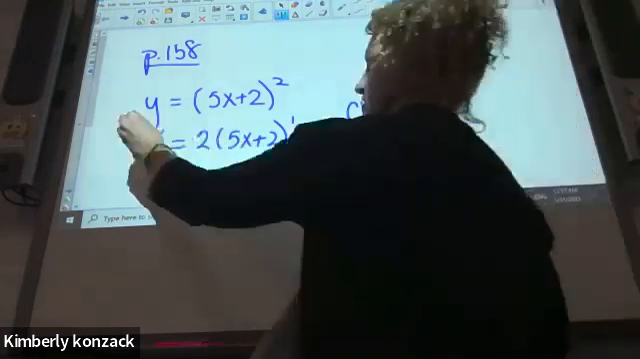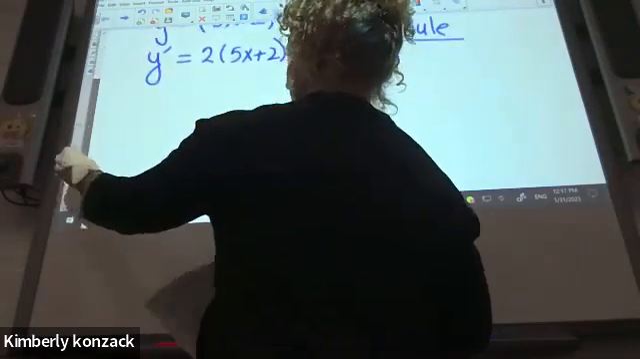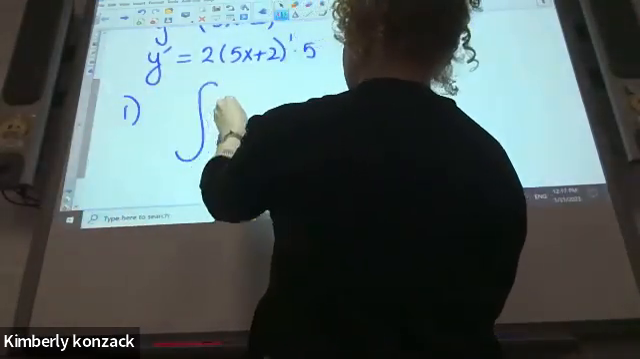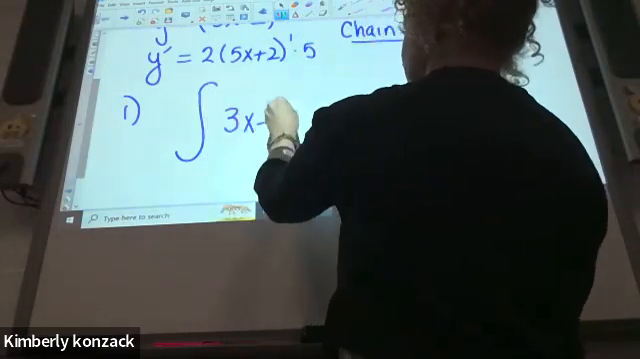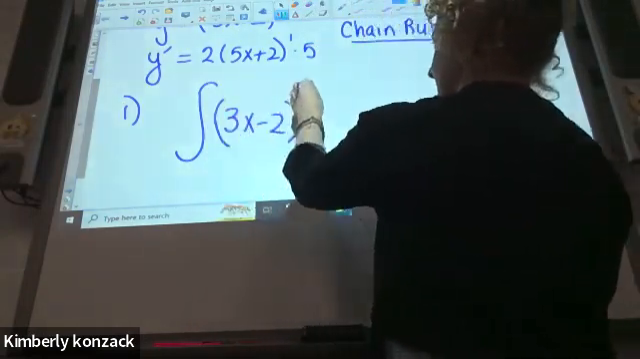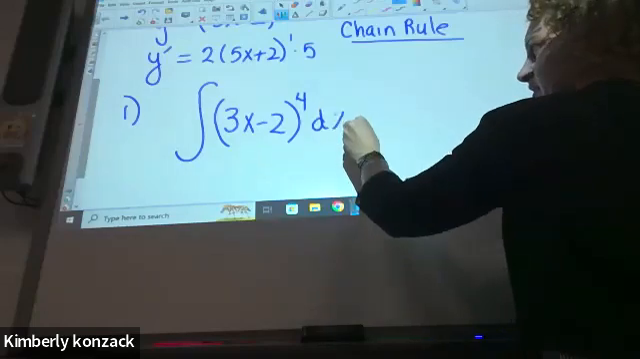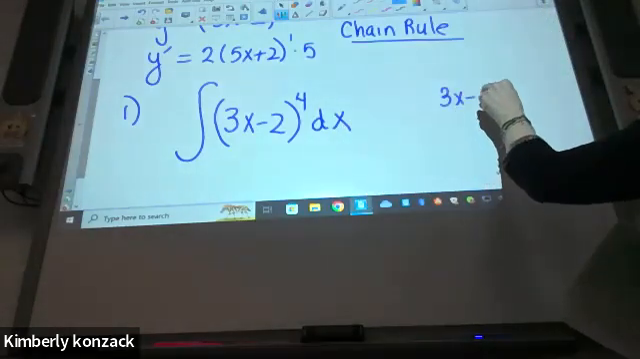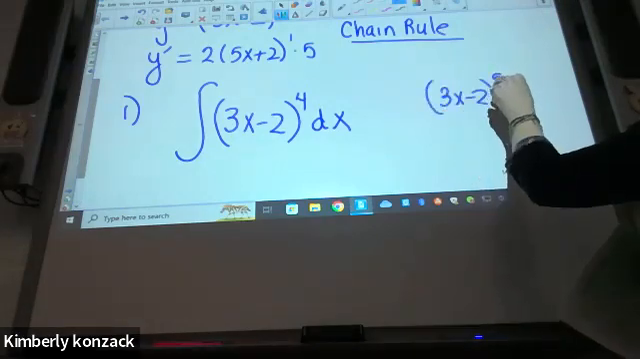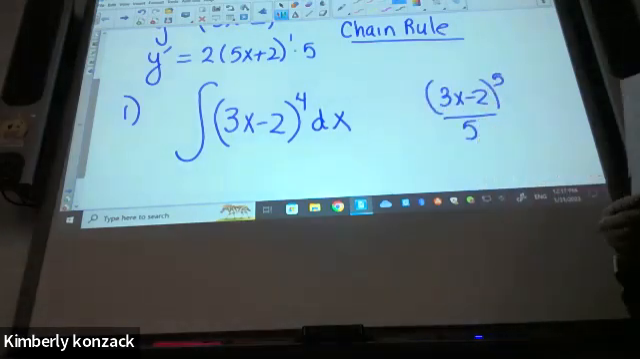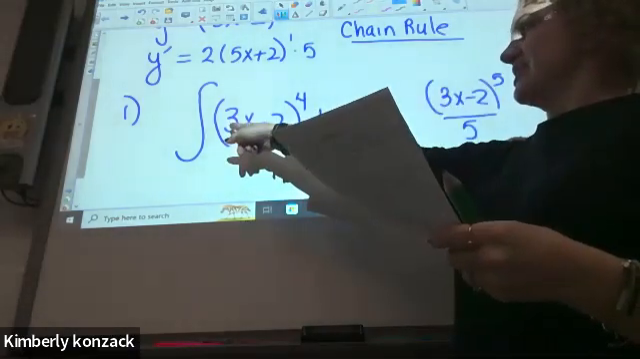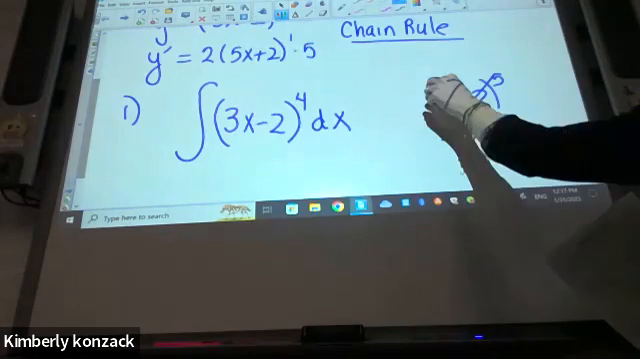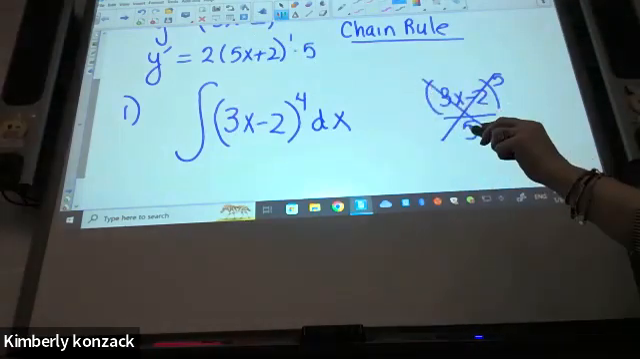For integrals, there's something similar. If you take a look at the first one on this page, and again, we'll scale it up as we go along, you see this binomial raised to a power. Now you can't just do (3x minus 2) to the 5th over 5, right? Because that would not account for that 3 sitting there. So what you do is make a U-substitution.